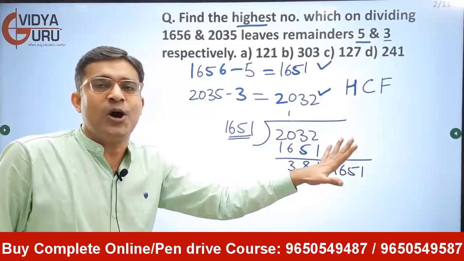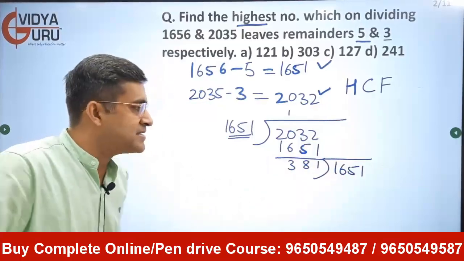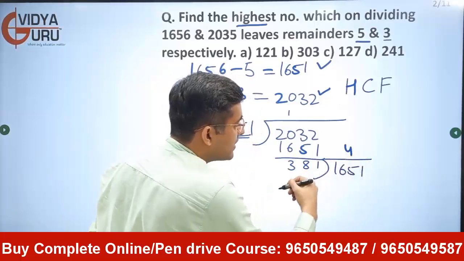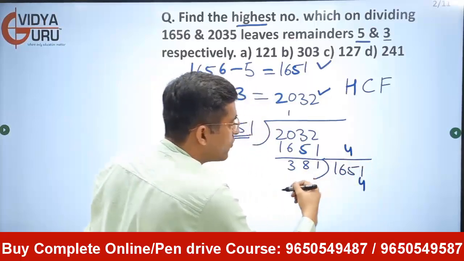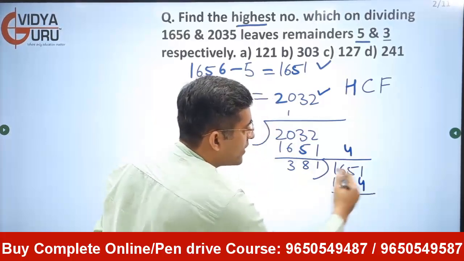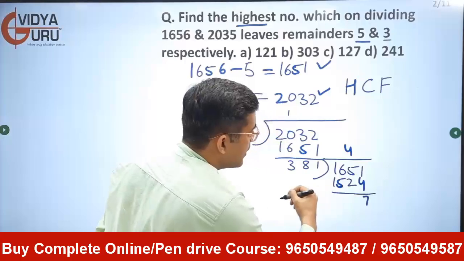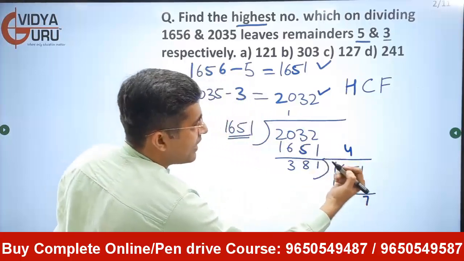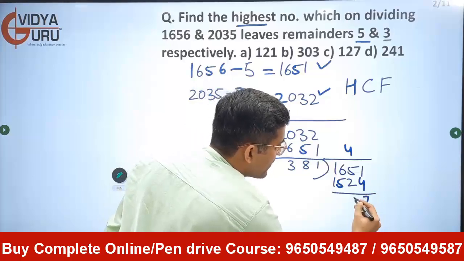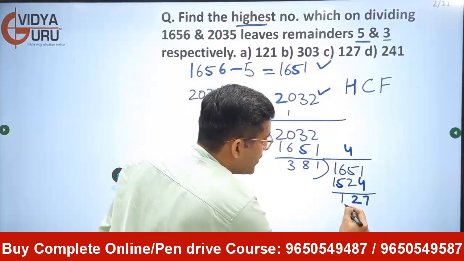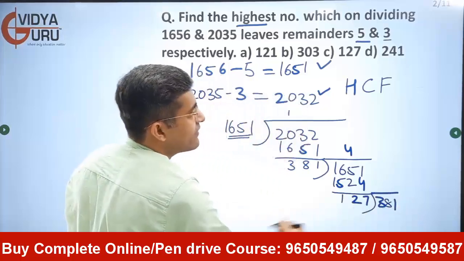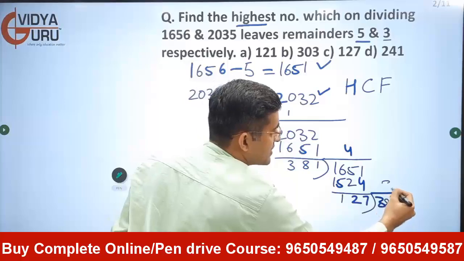Many of you already know how to solve it. I'm just going step by step to help you out. So 381 4s are 1524. 11 minus 4, 7. And I have 4 minus 2, 2. So 127, 381. So 127 3s are 381.